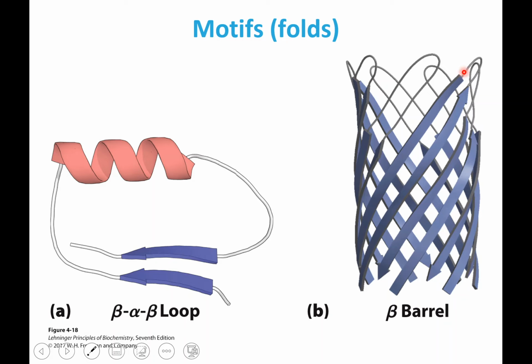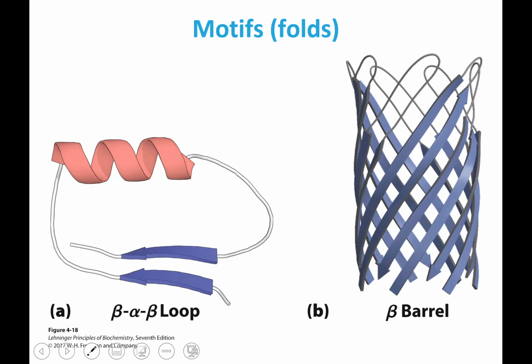This one is known as a beta barrel. You also see this referred to as a TIM barrel, and TIM stands for triose phosphate isomerase barrel, which is the name of the protein it was first found in. It's really some beta strands that are twisted around each other to form a barrel. So those would be two motifs. There are many different motifs; these are just a couple of examples.